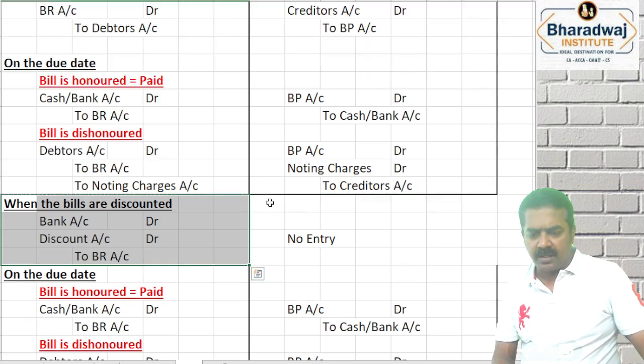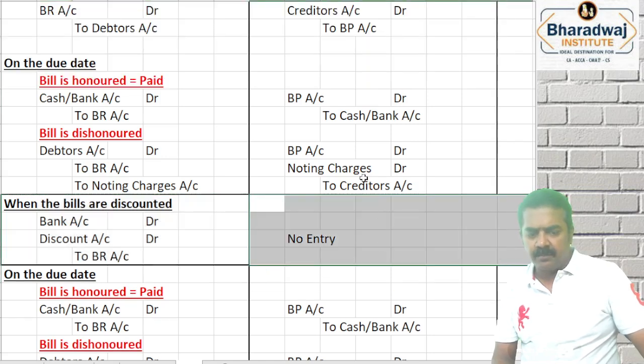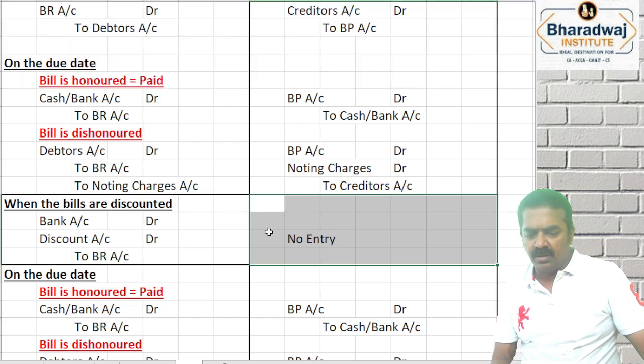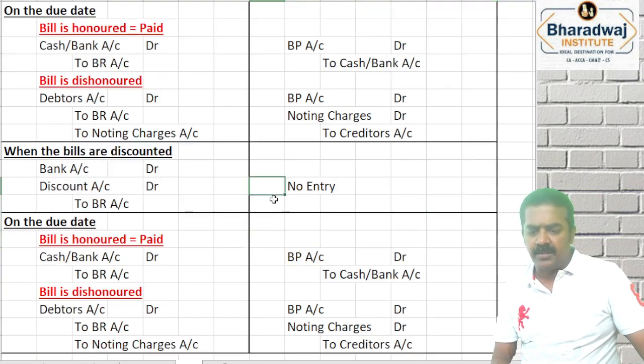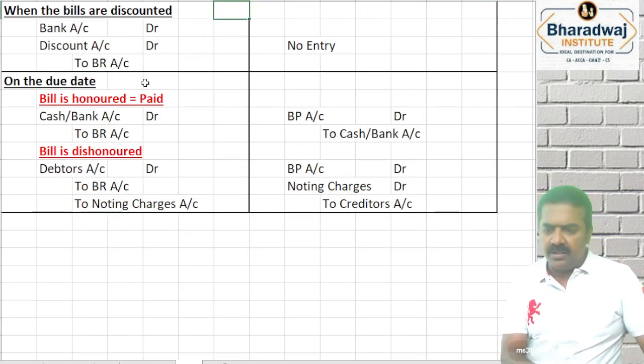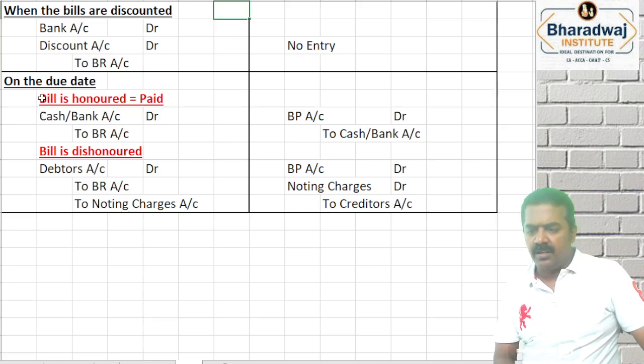So when bills are discounted, what is the entry we pass? Bank account debtor, discount account debtor to which account? Bills receivable account. In the second party's book, no entry happens, no transaction, no entry. Then on the due date, the discounted bill is honored.